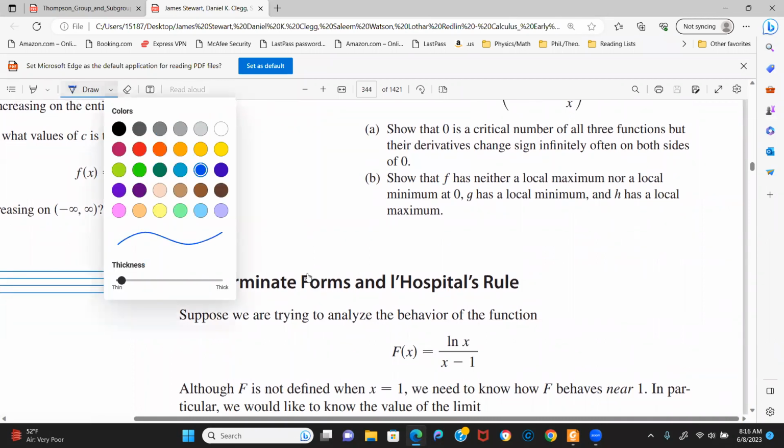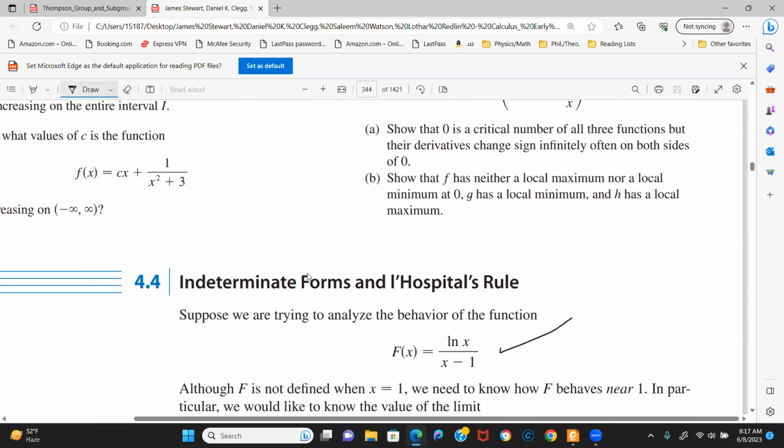It's capital F of x. And for whatever reason, we want to know how F behaves near 1. What is the behavior of the function near 1? And maybe we're trying to determine whether or not we have a vertical asymptote, say, because vertical asymptotes can arise from roots of the denominator, right?